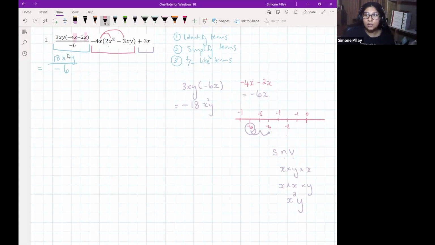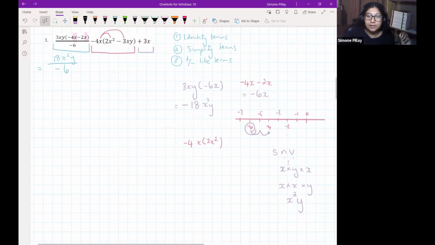And again, let's now save ourselves some time and not do extra steps. So let's do this multiplication in my mind. In my mind, I'm saying it's negative 4x multiplied by 2x squared.